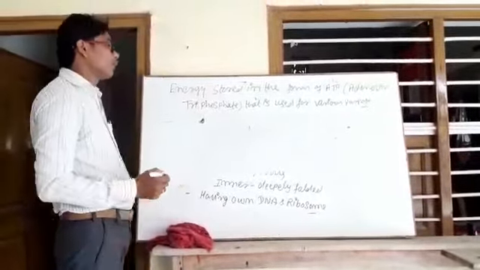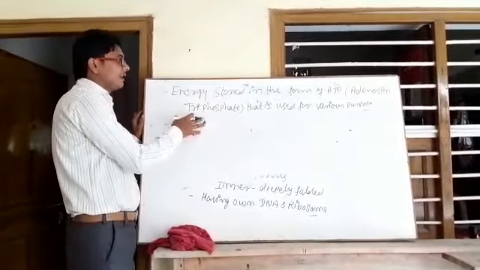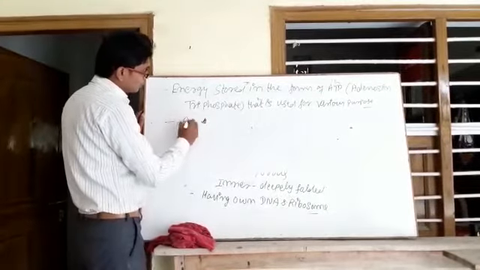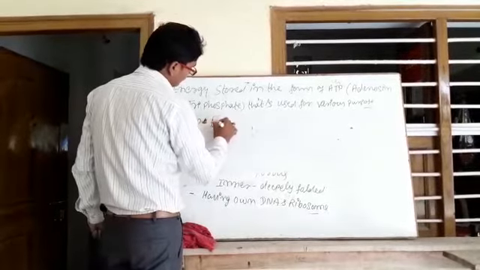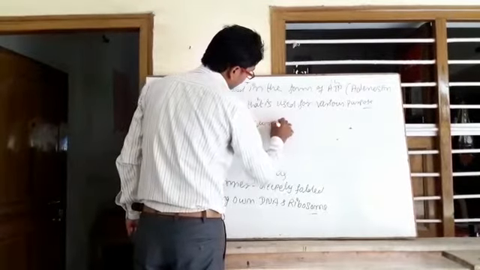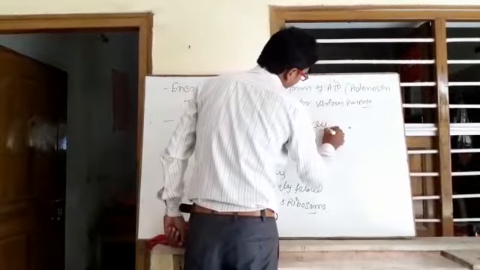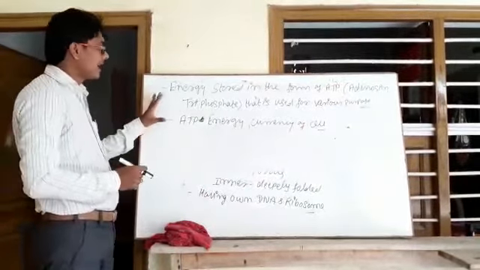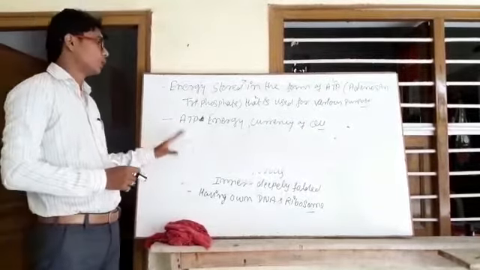Energy is stored in the form of ATP, adenosine triphosphate, that is used for various purposes. So ATP is also known as the energy currency of the cell. You know each and every line in sequential manner, and you write in your notes copy.